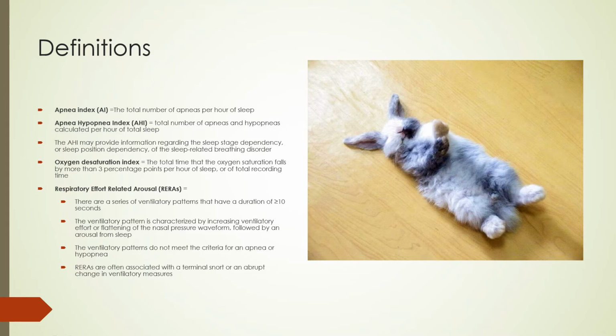The AHI is the apnea hypopnea index, and that one's used more commonly than just the apnea index. This is the number of apneas and hypopneas per hour of total sleep. So this is, on average, how much do you hypoventilate or not ventilate per hour, right? And so this is something that we can look at for sleep breathing disorders.